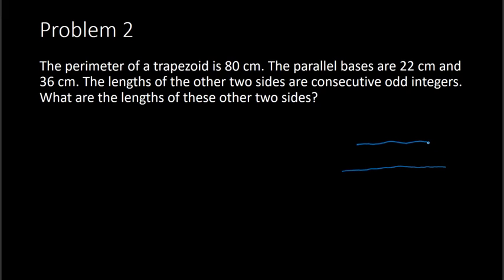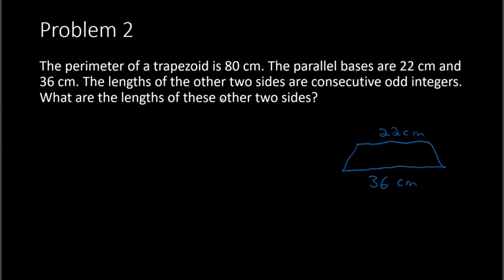So it's a quadrilateral, 4 sides, where just these two sides, the top and the bottom, or left and right, are parallel. So this would be an example of a trapezoid. And it says the parallel bases are 22 centimeters and 36 centimeters. So parallel means they don't intersect, so the top and the bottom are parallel. They're straight across from each other. So the one would be 22 centimeters, and then the other is 36 centimeters.